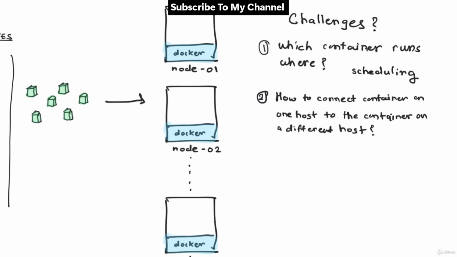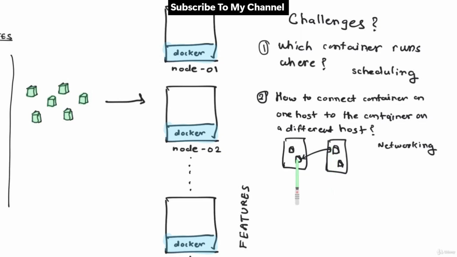The second challenge is once you decide how to schedule, let's say it's not a disparate set of services that you're running. We're talking about microservices which are interconnected. They need to talk to each other. So a container from one node needs to talk to the container on the other. That's a networking issue. So how do you define this networking which spans across the nodes? How do you do the scheduling are the main challenges.